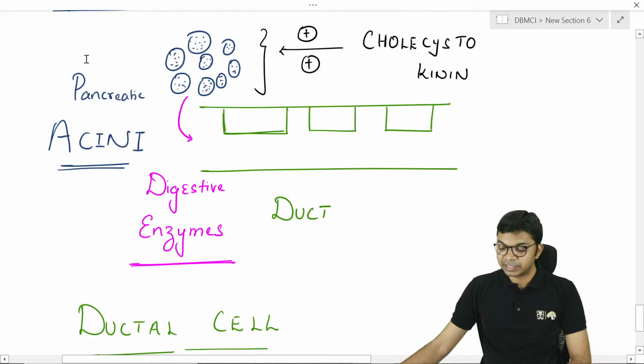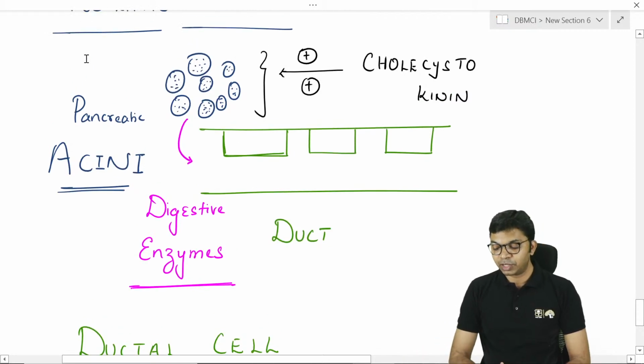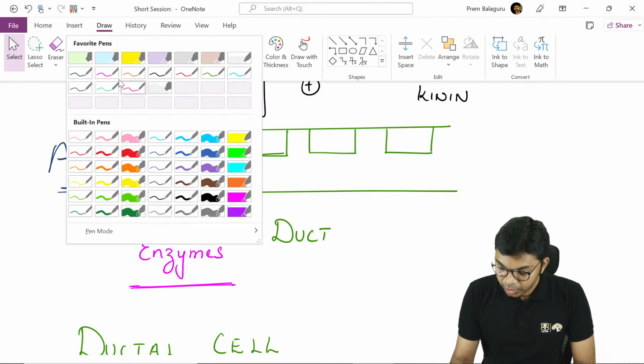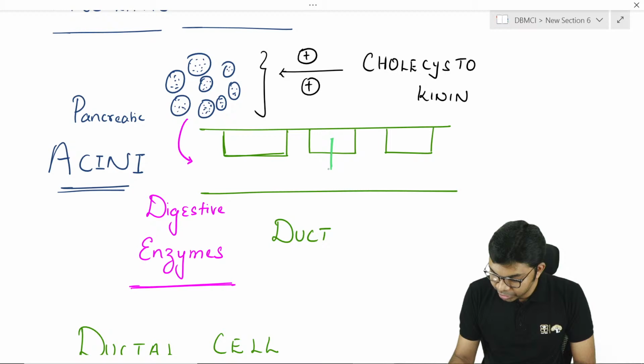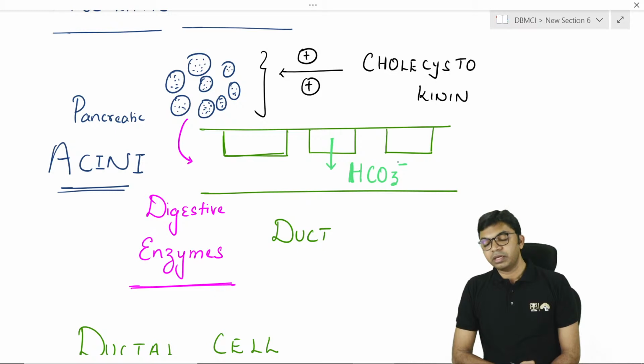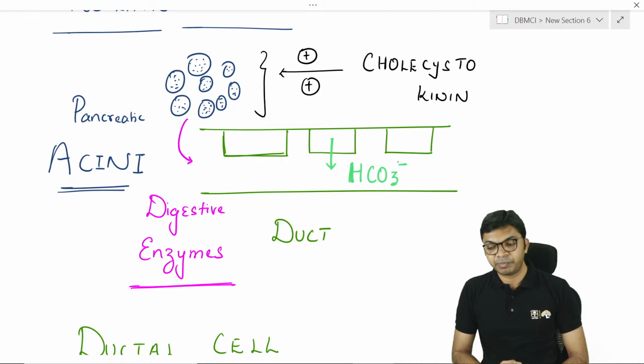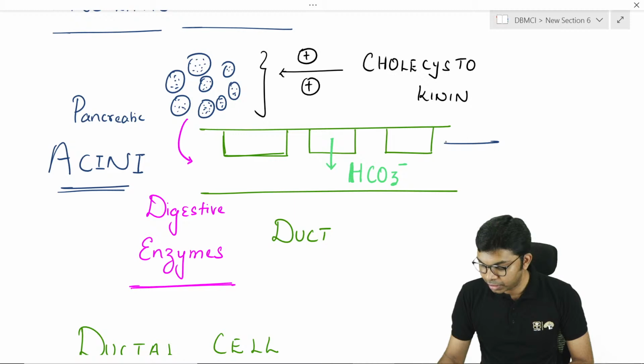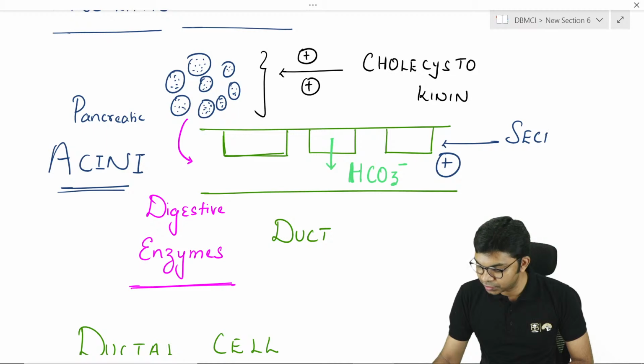So if you clearly see, the pancreatic acini are going to produce digestive enzyme, while the ductal cells keep producing bicarbonate into the lumen. The ductal cellular secretion of bicarbonate into the lumen is excited by another different hormone called secretin.